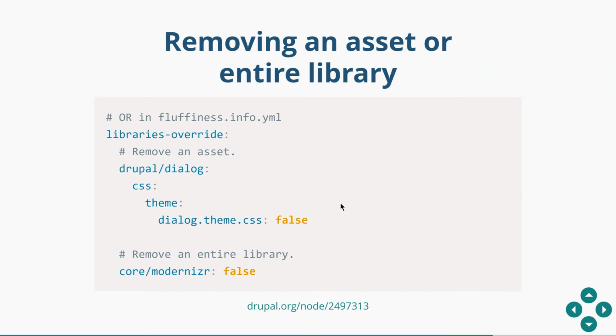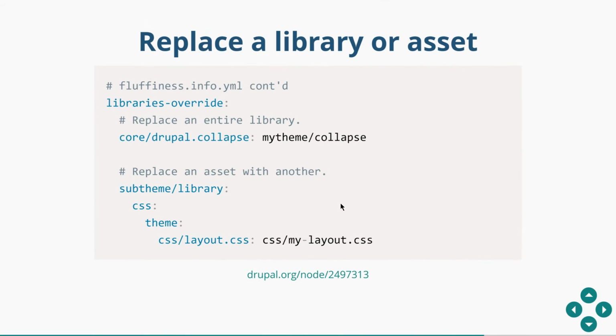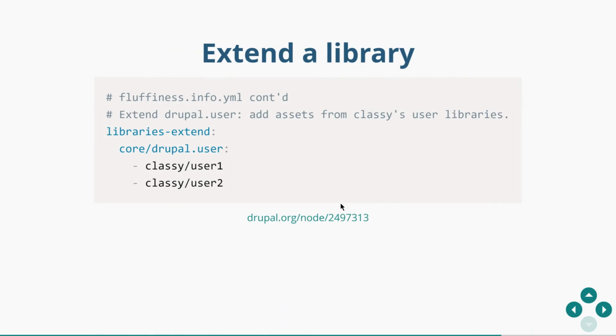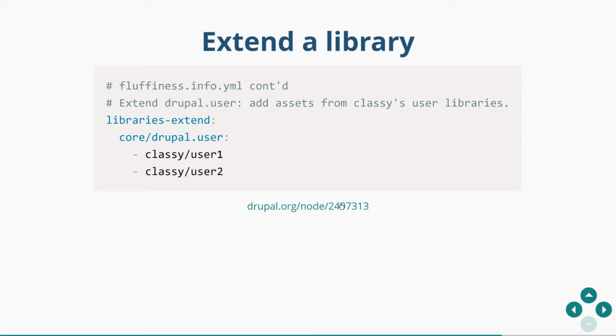Libraries override, so this one is removing a single asset, not replacing it. So instead of, in the previous example, we wanted to replace this file with this file. In this example, we are just saying, no, do not put this in there, I don't want it, because I put the styles for this in my awesome Sass. So if you want to remove an entire library, pretty much the same thing. You can say core modernizer, no thank you, false. Do not want.